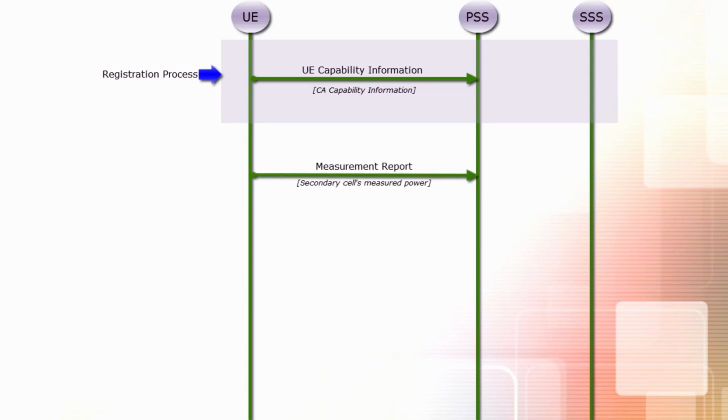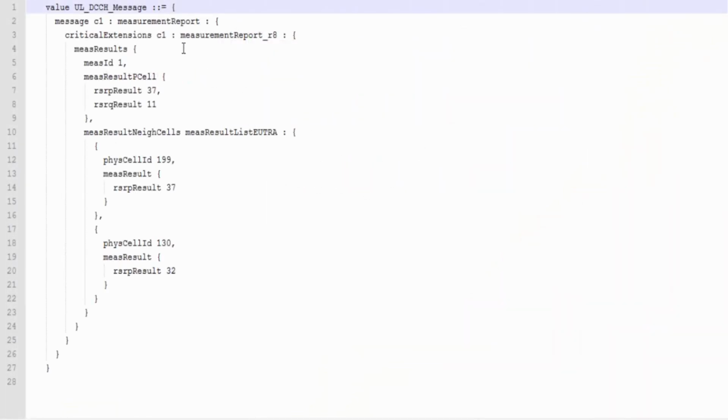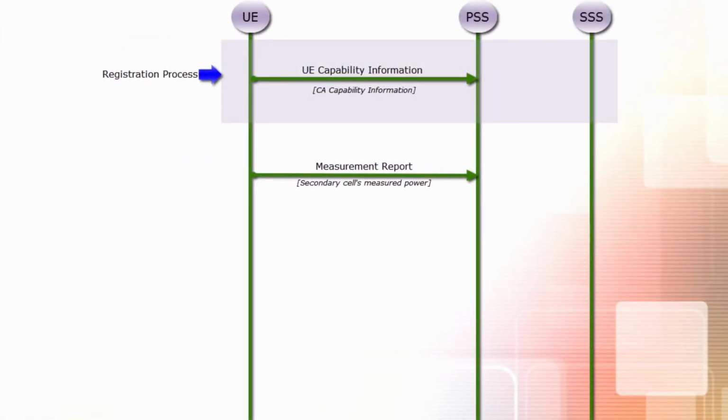Measurement report. You can see here in this measurement report, UE is sending measured RSRP for 2 neighboring cells. Based on this measurement report, network will decide to add cell 199 as secondary cell. RRC connection reconfiguration. Whenever eNode B wants to add some secondary cell to a UE, it sends all the secondary cell parameters to UE in this message.